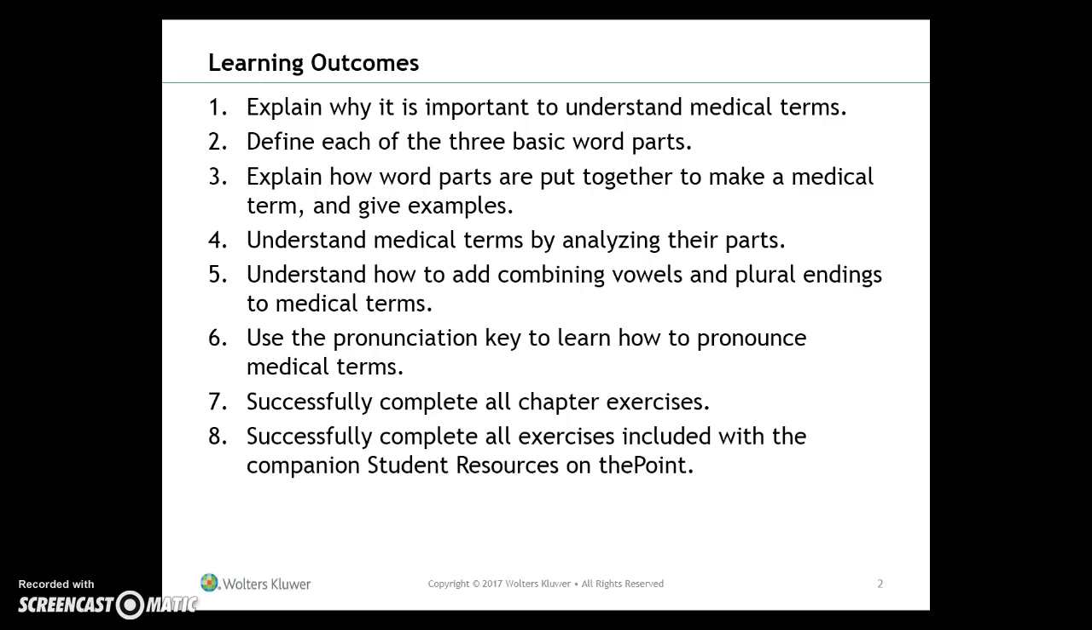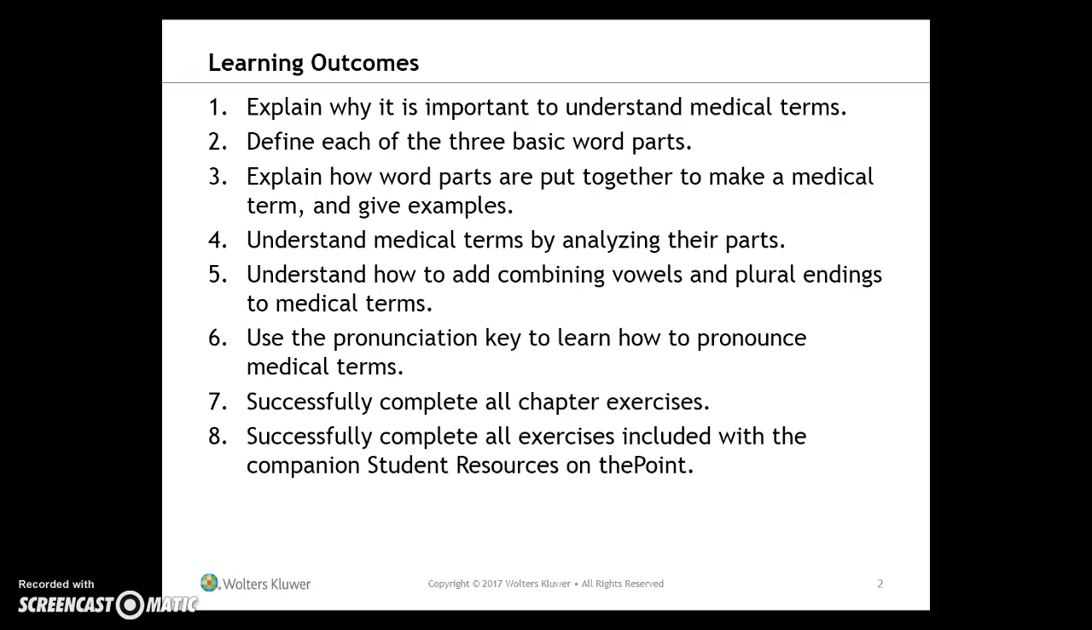What's covered in Chapter 1 is an explanation of the importance of understanding medical terms. You'll learn how to define each of the three basic word parts and explain how these parts are put together to make a medical term, and you'll be able to start giving some examples of those. You'll be able to understand medical terms by analyzing their parts and how combining vowels and plural endings to medical terms work. I would highly suggest that you use the pronunciation key to learn how to pronounce the medical terms.